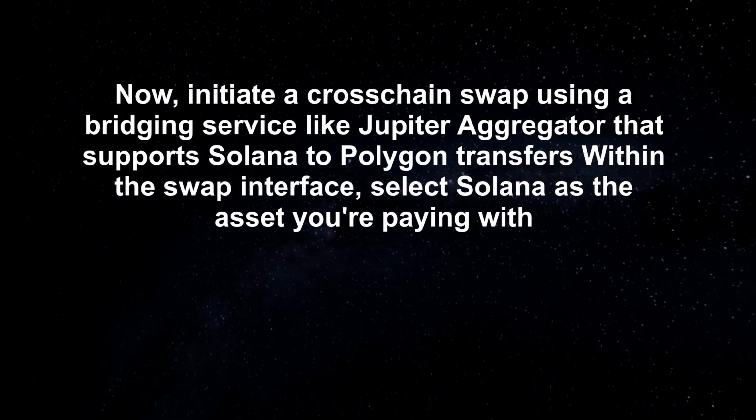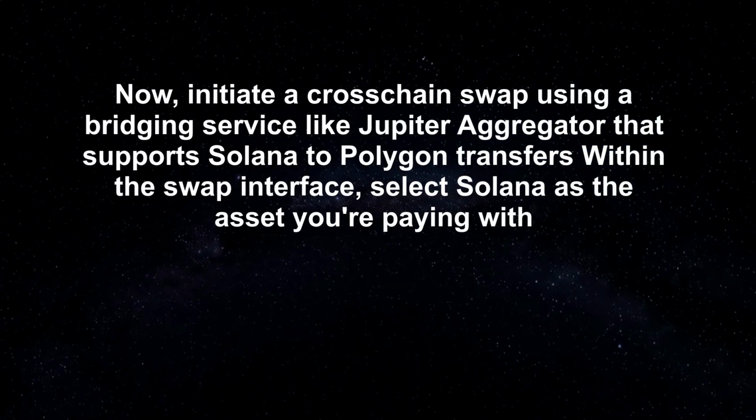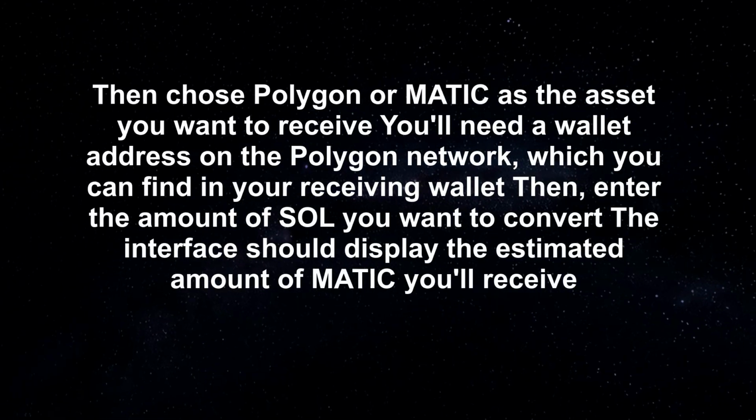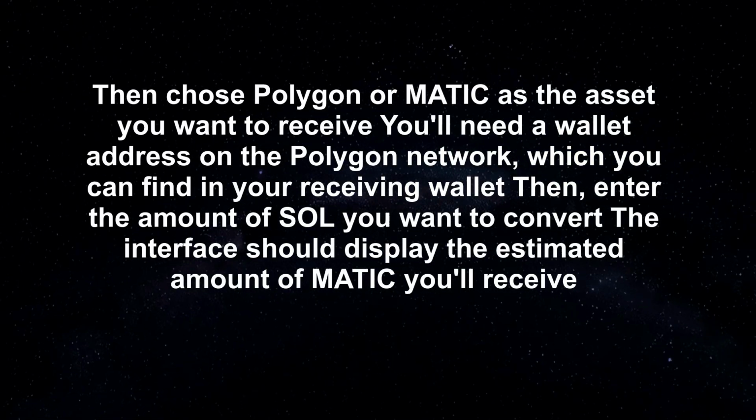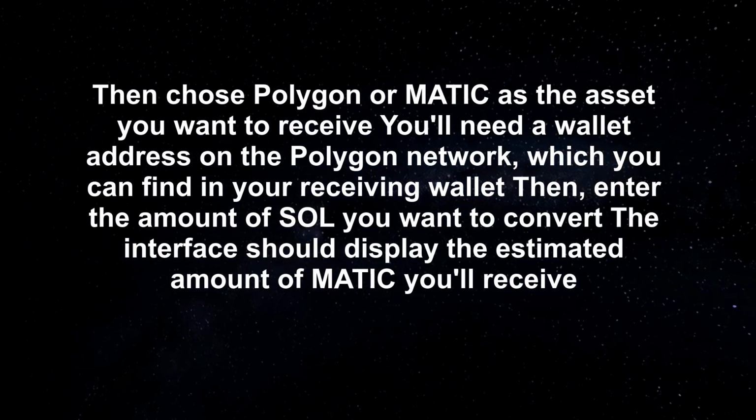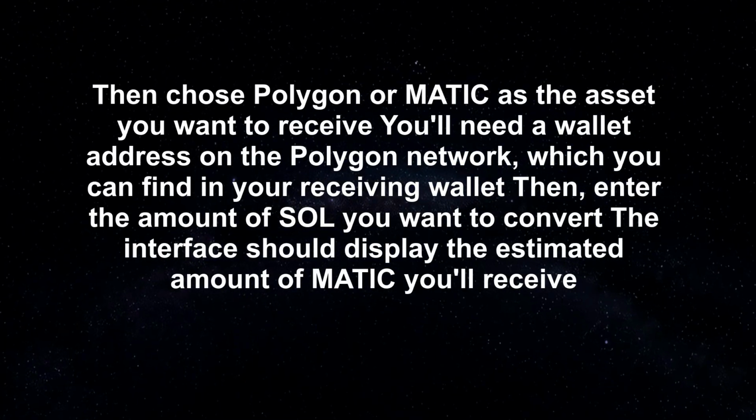swap interface. Select Solana as the asset you're paying with. Then choose Polygon or MATIC as the asset you want to receive. You'll need a wallet address on the Polygon network, which you can find in your receiving wallet. Then, enter the amount of SOL you want to convert.